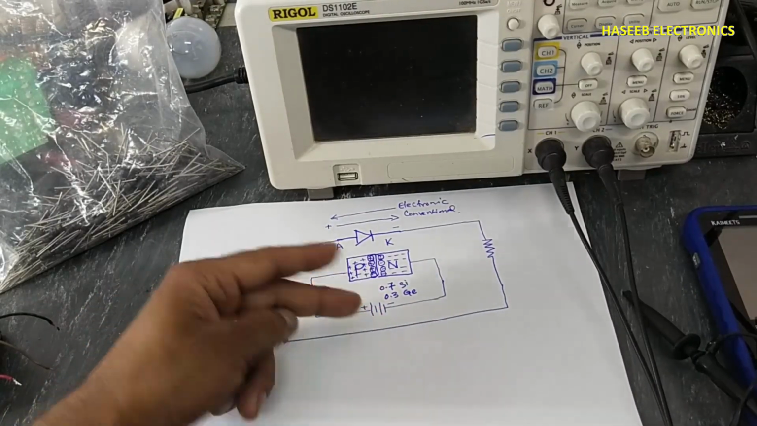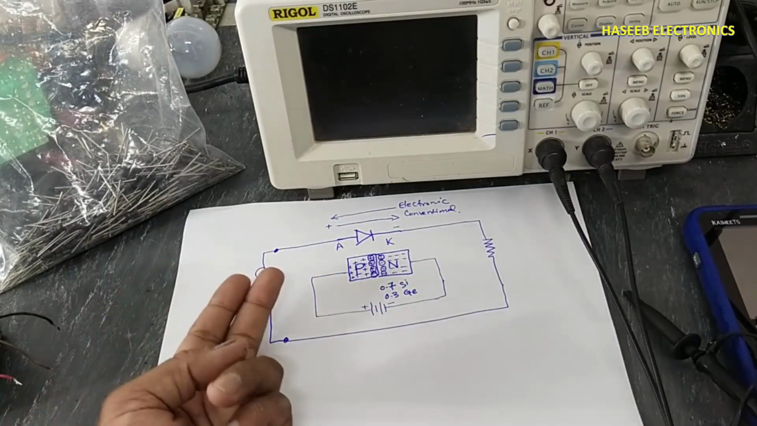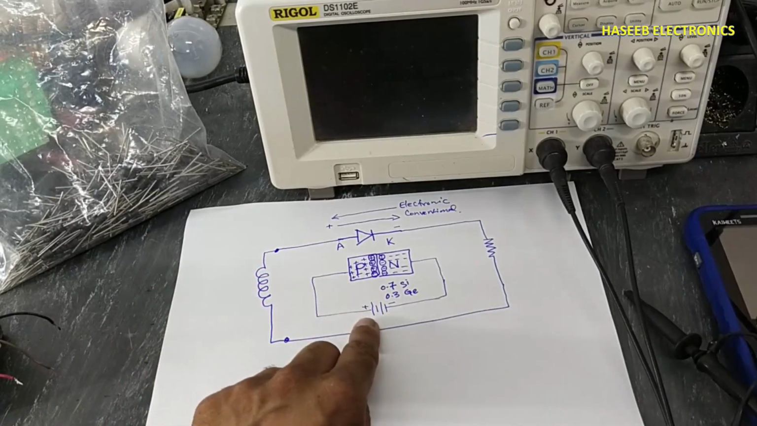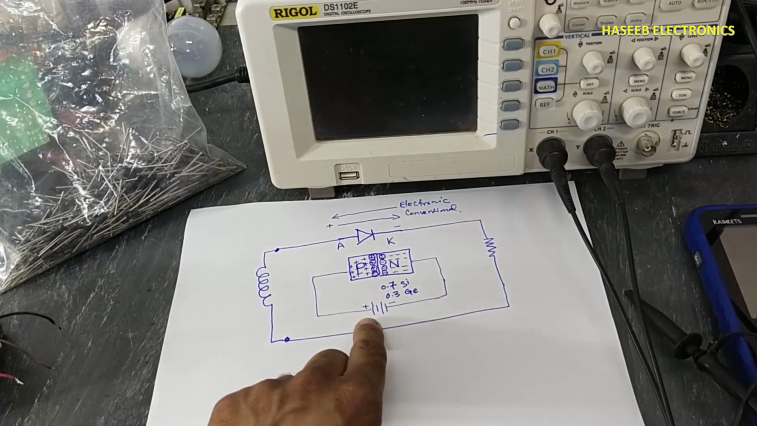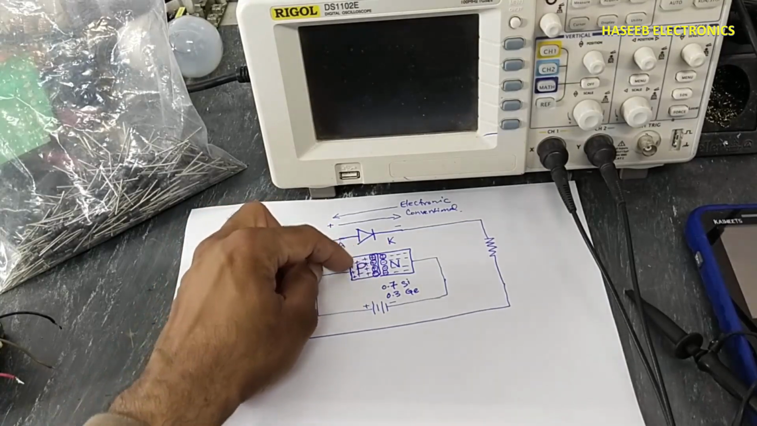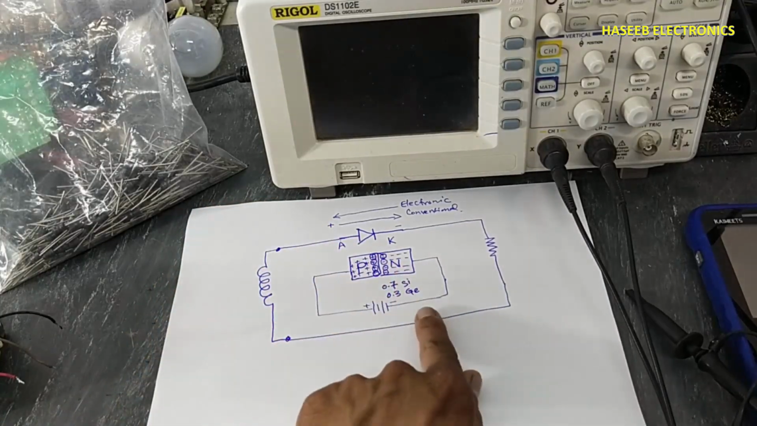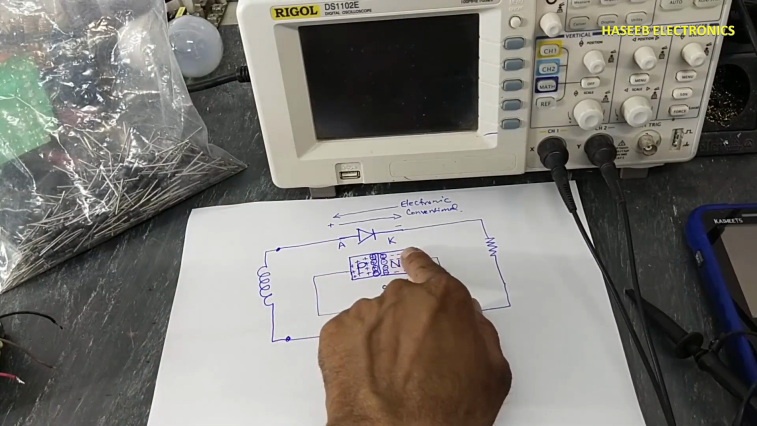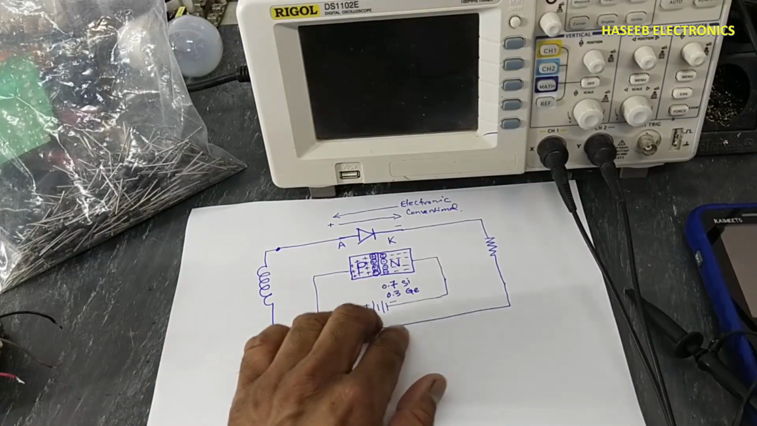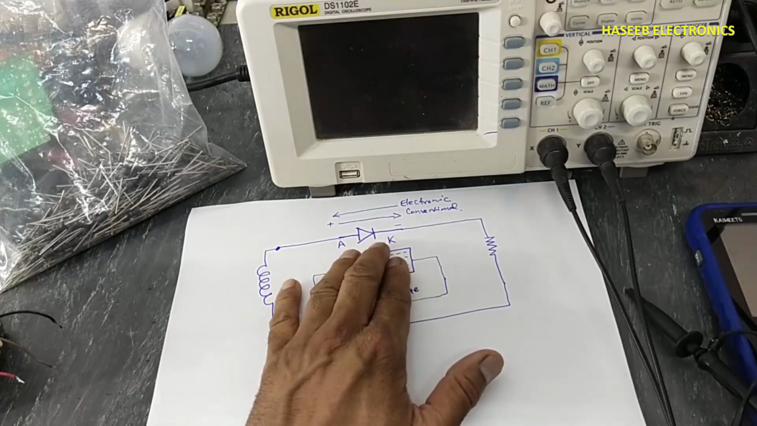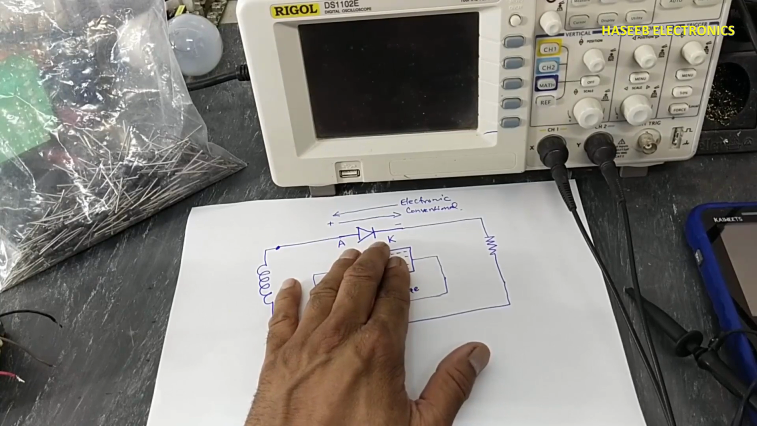When the polarity reverses, at that time, same as we discussed, the negative charge carrier electrons here will fill these holes, and the positive terminal will pull all electrons. At that time this diode will block the voltage. That is called the reverse bias condition.